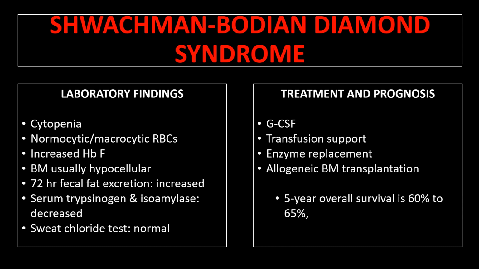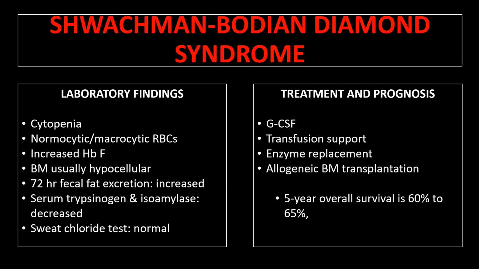We have the following laboratory findings. We have cytopenia, so decreased levels of all blood cell types. And we have normocytic to macrocytic red blood cells. Also, the same with the other types of inherited aplastic anemia, we have increased hemoglobin F levels. And usually, upon bone marrow aspiration or biopsy, there would be bone marrow hypocellularity.